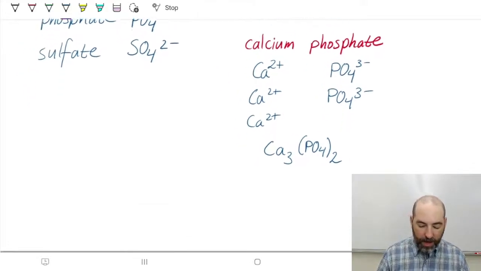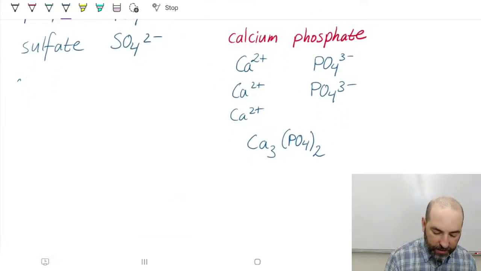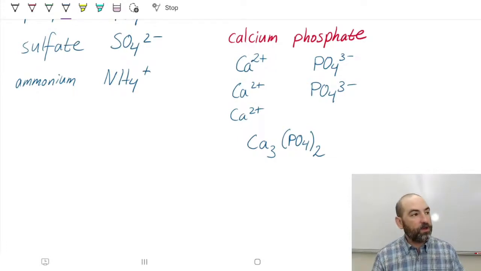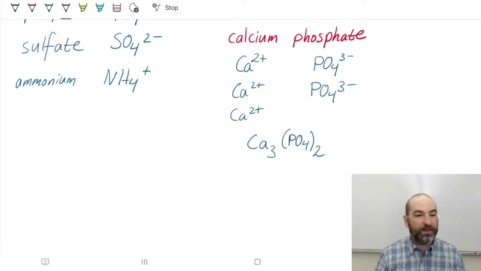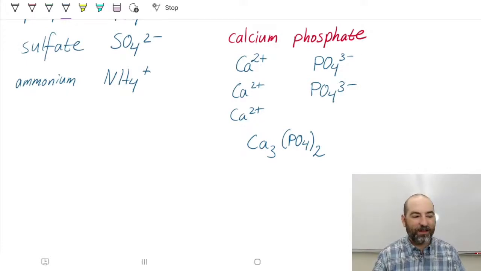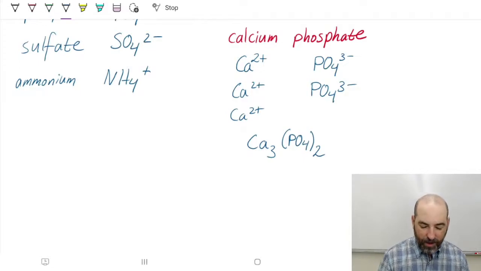There are also positively charged polyatomic ions. I didn't put any on here, but a common one is ammonium. So again, if you see that word ammonium, you can try to look it up on the periodic table, but it's not there. And that should be a clue that it's something else. It's this polyatomic ion that you have to look up.